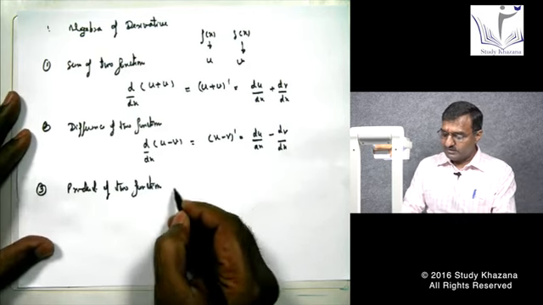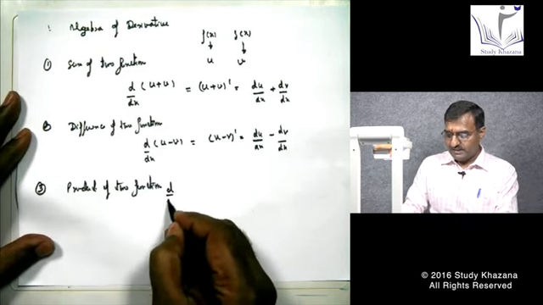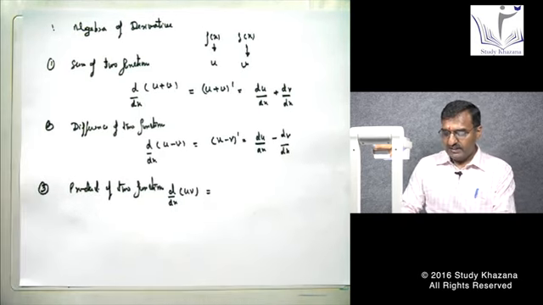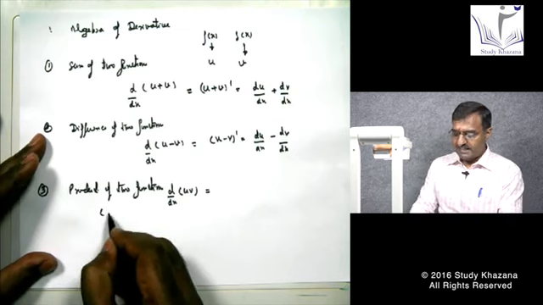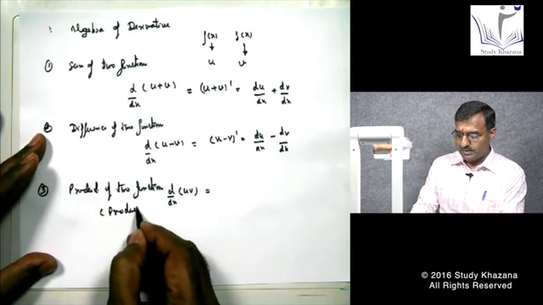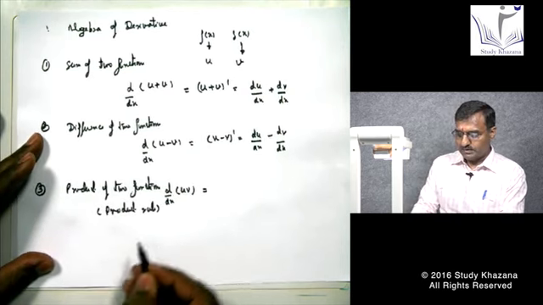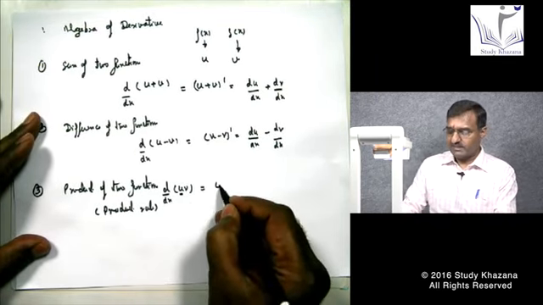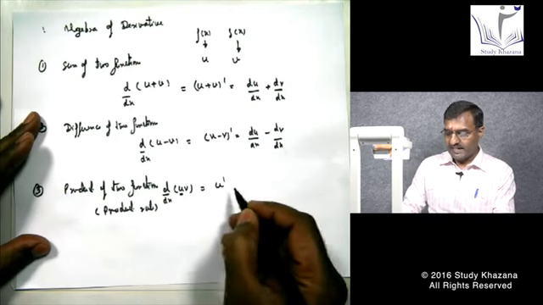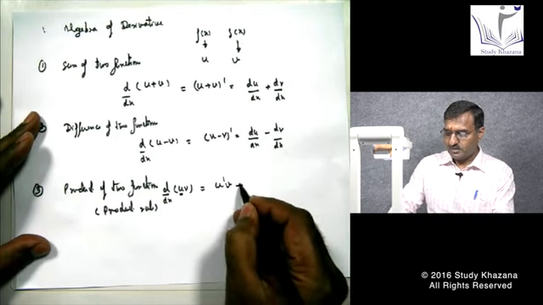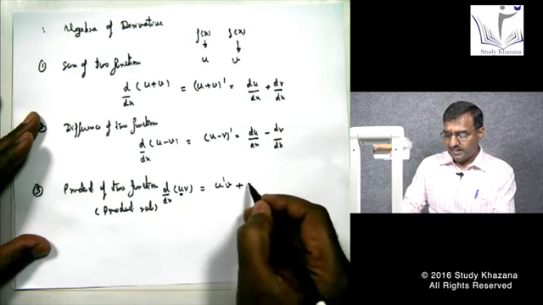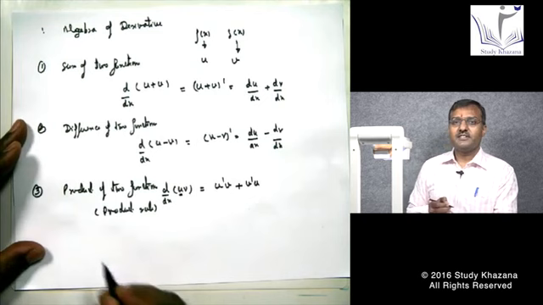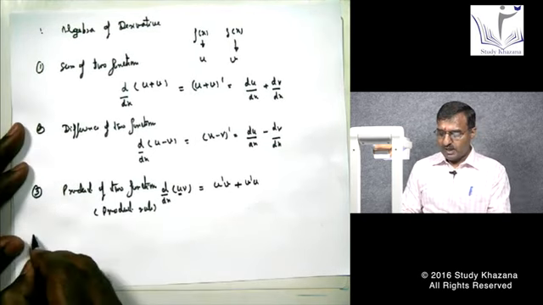Product of two functions. So how will we find the derivative? Simply d by dx of uv. Here the rule that applies is known as the product rule. What is the meaning of the product rule? First we take the derivative of the first function, u dash, and we write the second function as it is. Then we take the derivative of the other function and write the first function as it is. So that becomes the product rule.